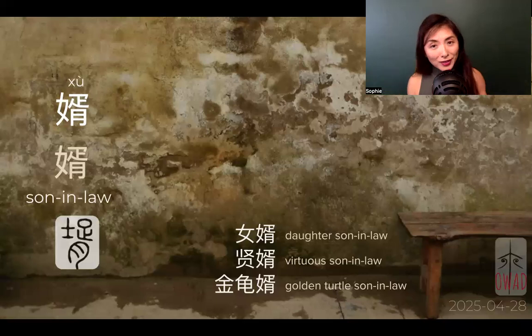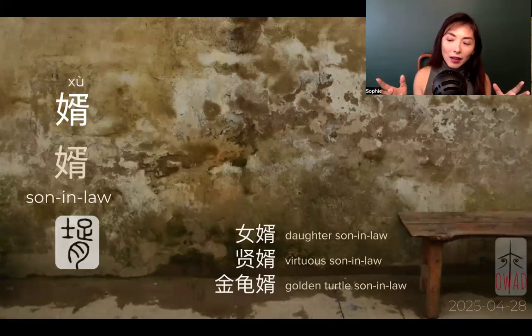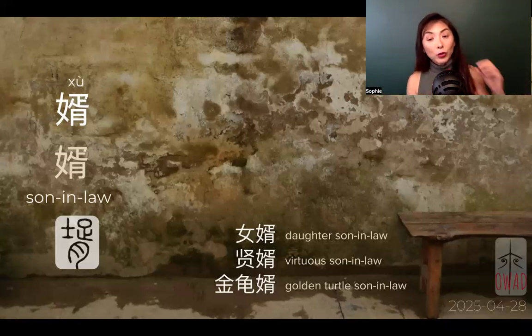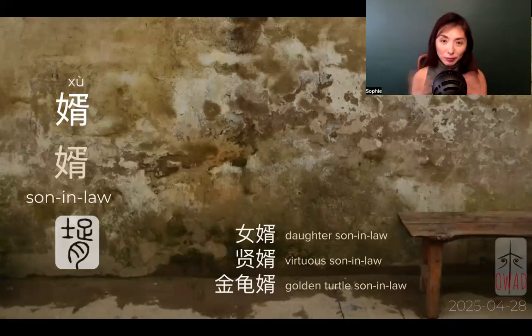Son-in-law, of course, is for your daughter, but we make sure there's no other ambiguity in that. So we add 女, the daughter, in front of son-in-law to make that clear. Okay, 贤婿. So now we have a judging term in there.